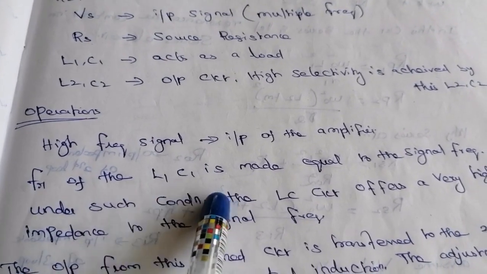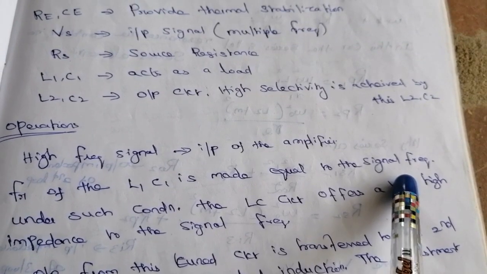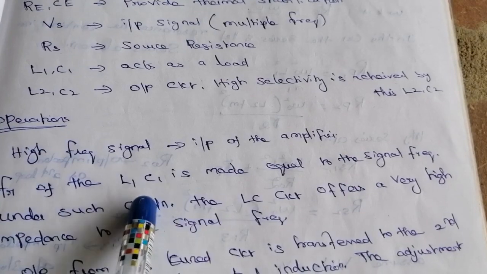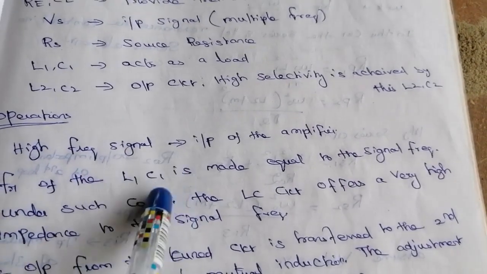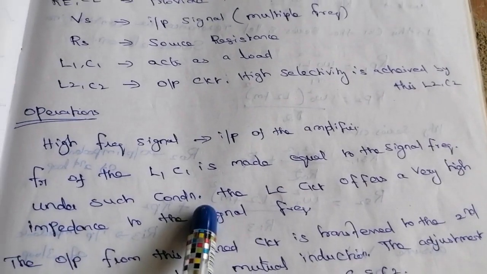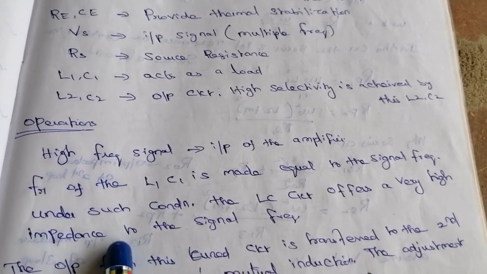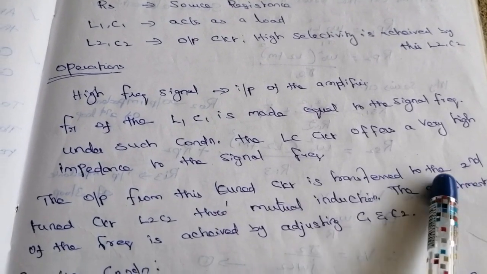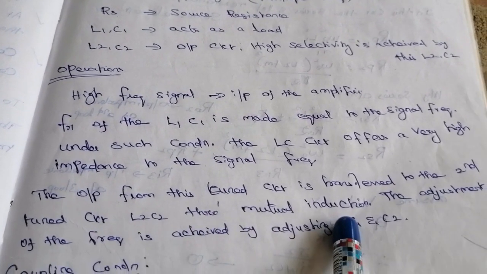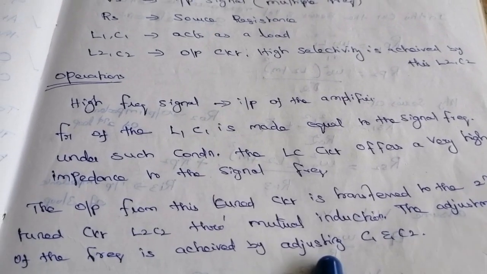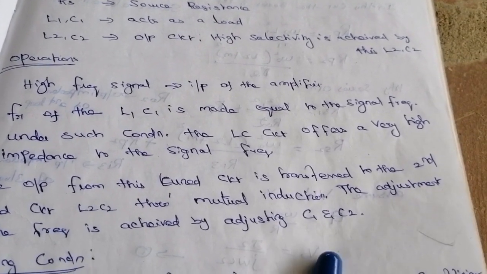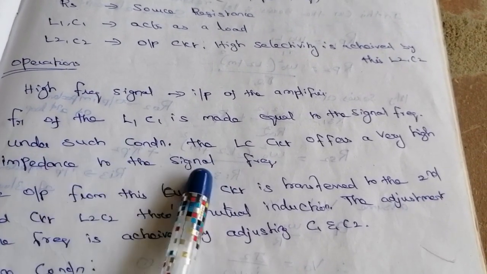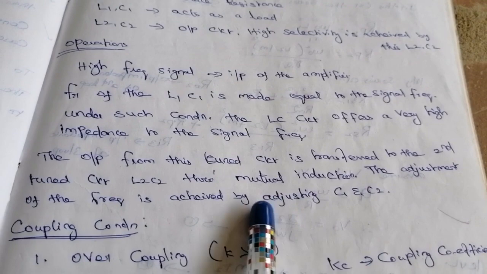So the operation is, at the input side we have to give a high frequency signal. The frequency of L1 C1 is made equal to the signal frequency. When we apply the input high frequency signal, the tank circuit L1 C1 is made resonant at that frequency. Under such condition, the LC circuit offers a very high impedance to the signal frequency. The output from this tune circuit is transferred to the second tune circuit L2 C2 through mutual induction. The adjustment of the frequency is achieved by adjusting C1 C2. So both tank circuits are tuned at the same frequency, which can be achieved by adjusting the C1 C2 capacitors.